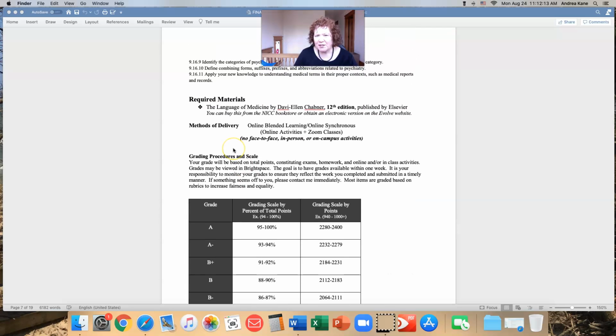All right, let's get on to required materials. You have a book requirement. It is one book. That's it. And it is the 12th. Whoa, sorry, it just knocked something over on my desk. My apologies. It is this book, The Language of Medicine by Davi-Ellen Chabner. It is the 12th edition. So make sure that you have the 12th edition, not the 11th edition, but the 12th edition. And that is what I need you to have.